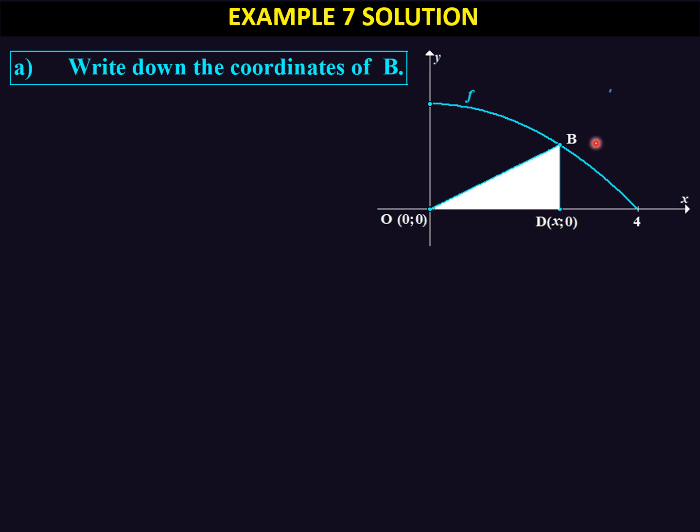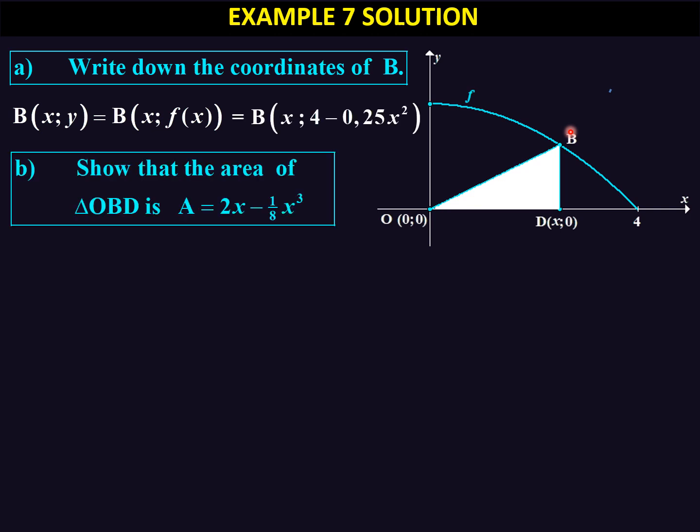What are coordinates normally? That's right, X and Y. What can the Y be? Y is our f(x) value. What is f(x)? It was given to us: 4 minus 0,25x squared. Show that the area, see here, they're giving you the area. So you just have to use the area of a triangle. That's right, half the OD times the height, which is BD. Let's do that. What is OD? If we look at OD, OD is X. If we look at BD, BD is 4 minus 0,25x squared.